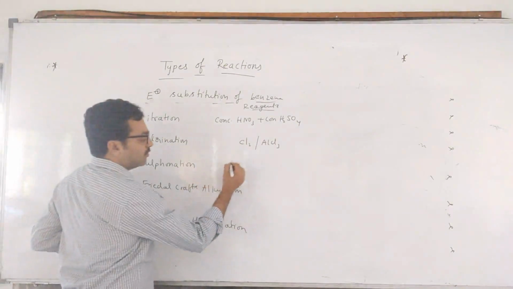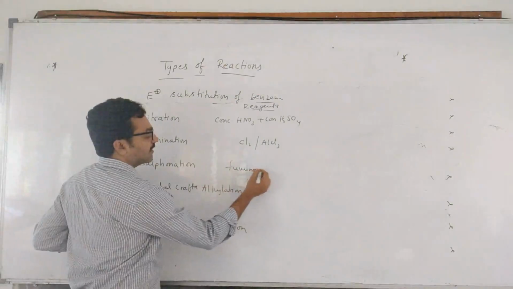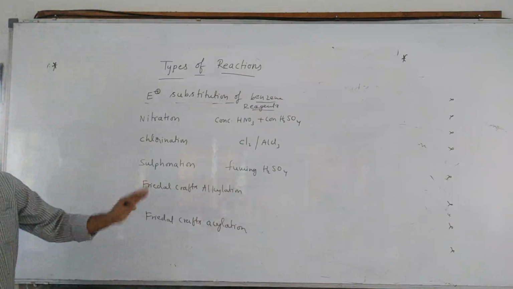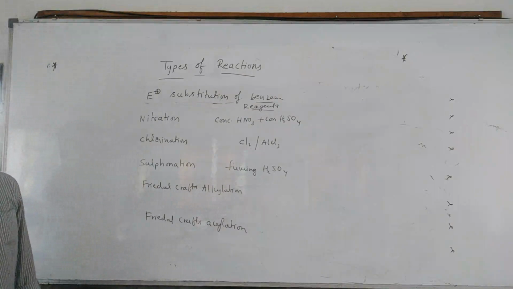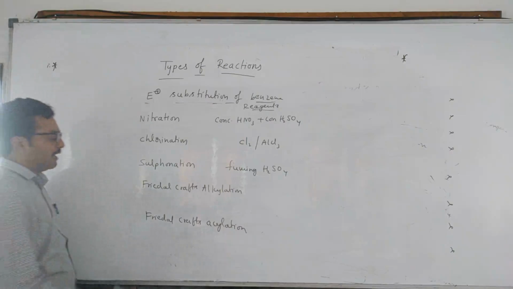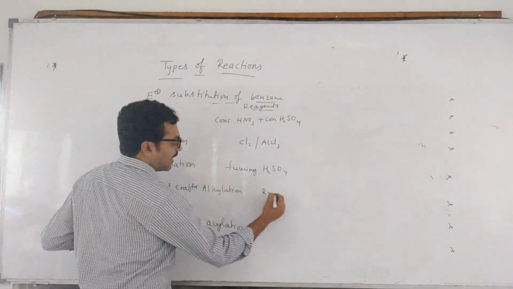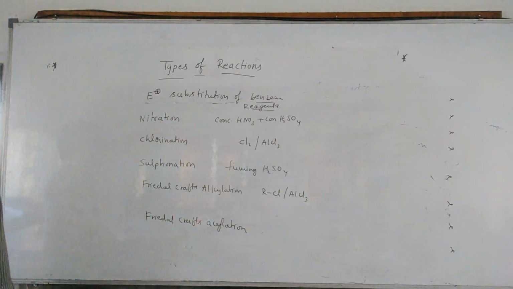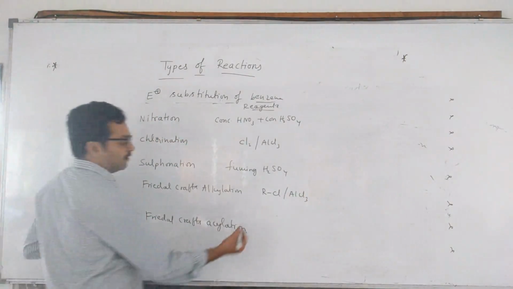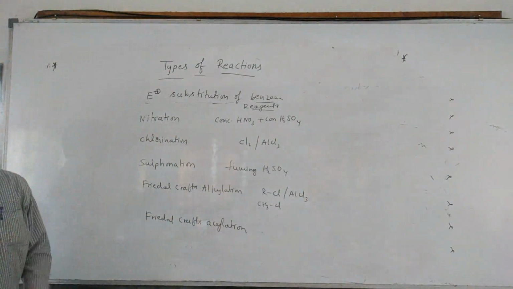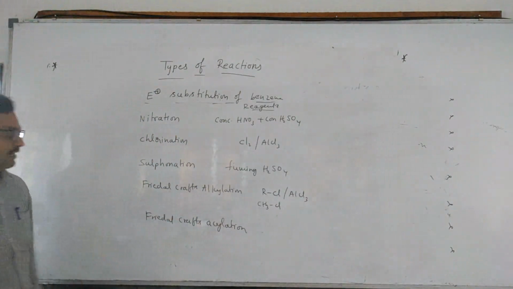And sulfonation, what do you use? Fuming sulfuric acid, meaning H2SO4 plus SO3 you can add, or oleum you can say, H2S2O7. And Friedel-Crafts alkylation, what will you use, children? Alkyl halide in the presence of Lewis acid AlCl3 or FeCl3. For example, if you add methyl chloride, it is called methylation. Friedel-Crafts methylation. If you add ethyl chloride, Friedel-Crafts ethylation.